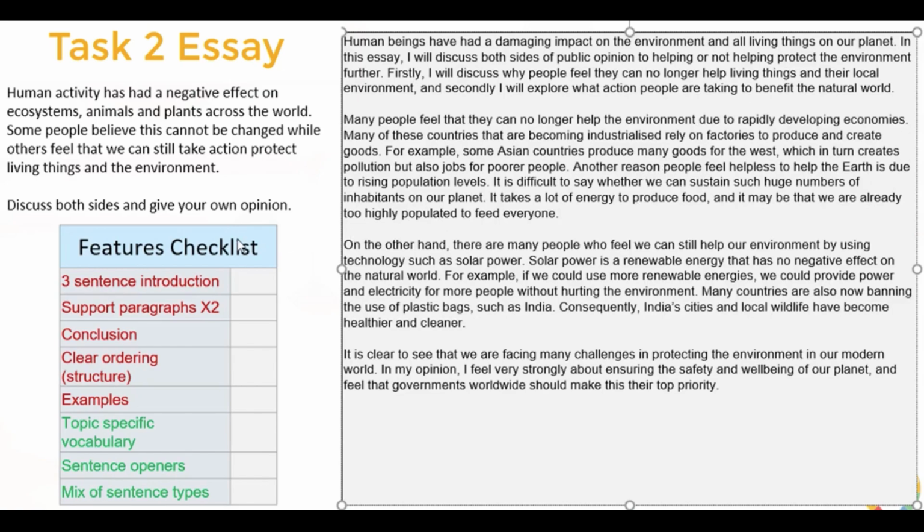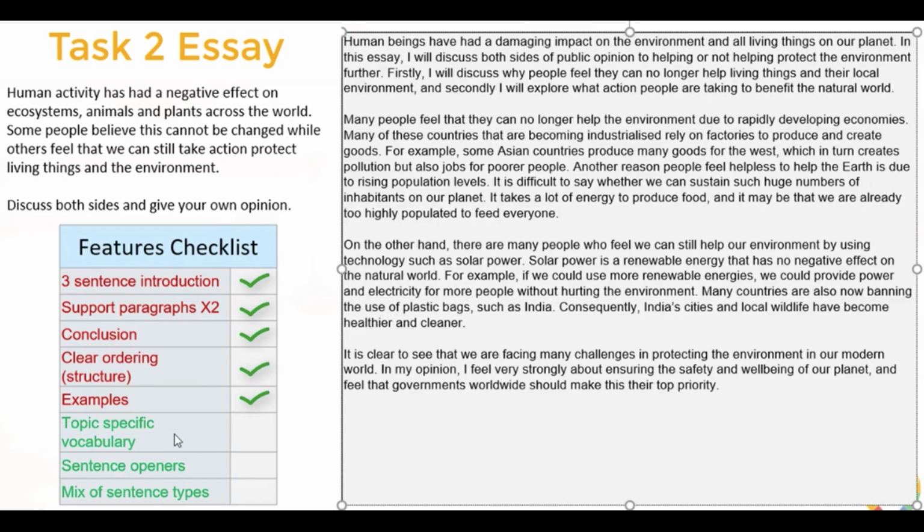Let's take a quick look through the features checklist. So, 3-sentence introduction we definitely have. 2 support or body paragraphs. Yes, we have those. A conclusion. Yes, we have, including the opinion that we were asked to give here. Examples. I definitely gave plenty of examples, such as India, which has banned plastic bags, and, good for India.